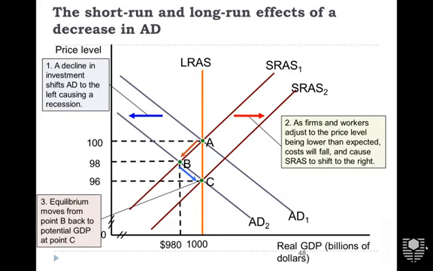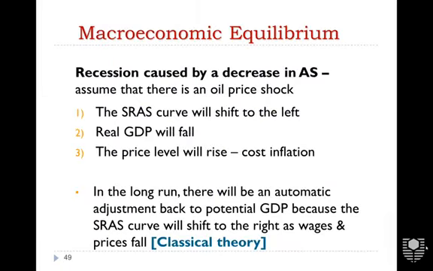Okay, so equilibrium moves back from B to C, which is again the potential GDP level. Recession, I told you, can also be caused by a decrease in aggregate supply.